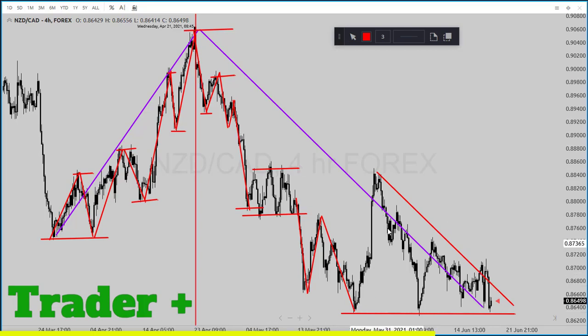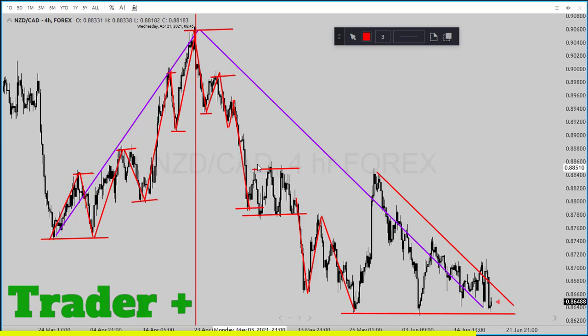This is a bit more advanced to analyze, and it could be a bit difficult to trade. But in terms of answering the question of how the forex market moves, this is how the market moves. When it's in an uptrend, it's going to be making higher highs and higher lows. When it's in a downtrend, it's going to be making lower lows and lower highs.